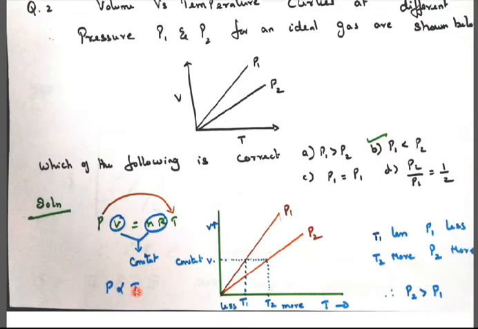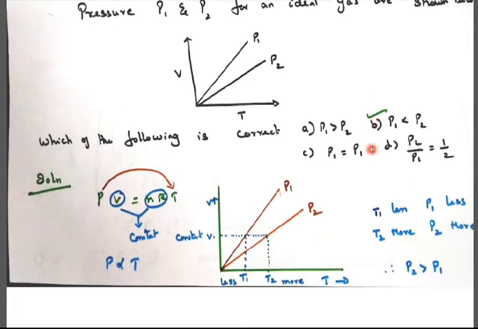In the beginning of the class, I told you to draw the horizontal and vertical lines. So this is the horizontal line, and these two are the vertical lines with respect to P1 and P2. P1 is related to temperature T1 and P2 is related to temperature T2. So T1 is less and T2 is more. When pressure is P1, T1 is less, pressure also is less. T2 is more and P2 also is more. So P2 is greater than P1. The second option is the correct option.